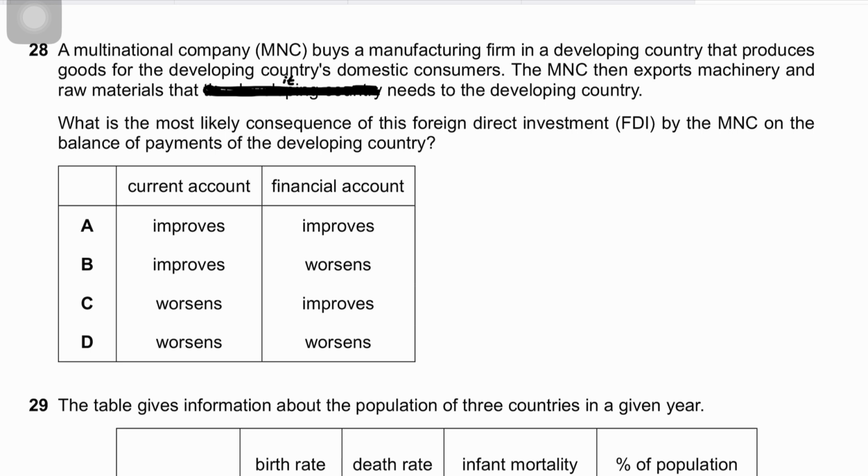But the current account would worsen, because the current account records the trade balance, the net primary income, and the net secondary income. And if the MNC exports machinery and raw material to a developing country, it means that the developing country is importing. So it will increase the imports of the developing country, again worsening the current account balance. So option C would be the correct answer.